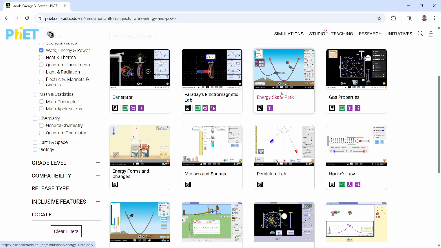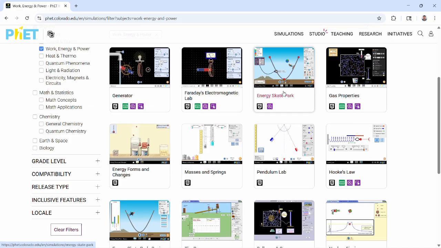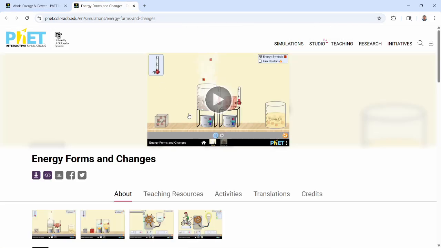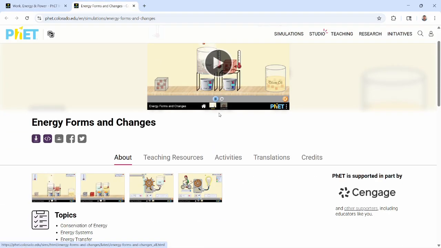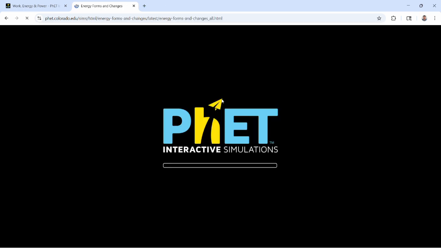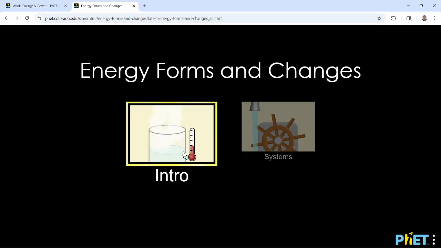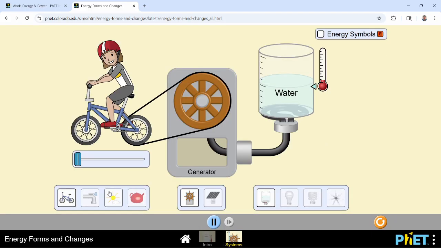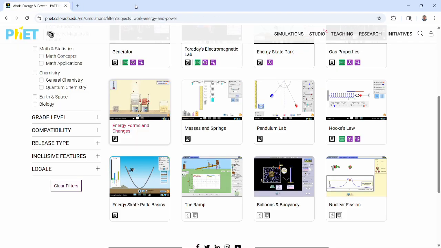But that's an energy simulation. I think it illustrates the key concepts. There's energy forms and changes. We might come back to this when we do thermodynamics because it relates to that more than the mechanical energy we are dealing with right now. Although, let me just check. Yeah, I think this is more thermodynamics oriented. Yeah, so we'll come back to that. I think I might actually have old lecture videos that use an older version of that.